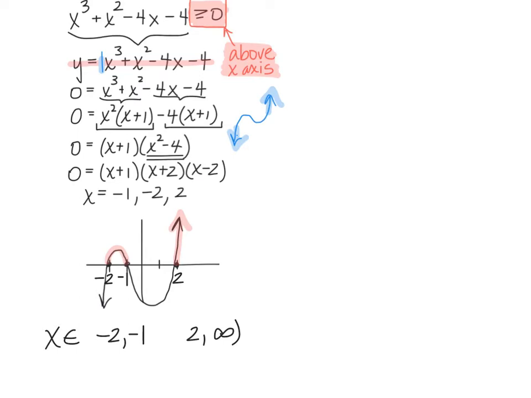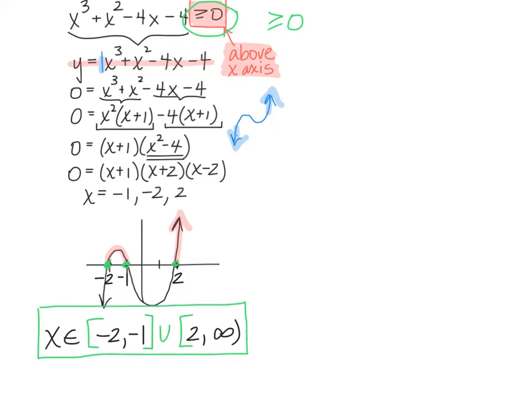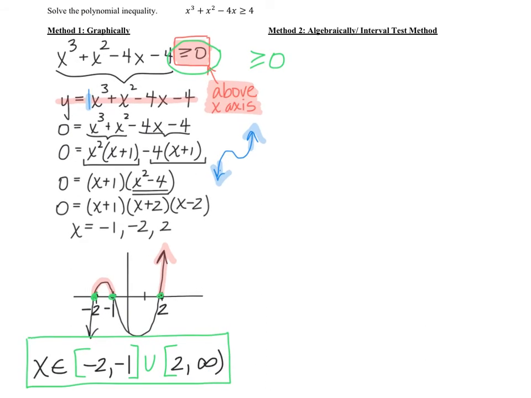That's another layer. I need to think about whether I should include. Do I want to include these x-intercepts or not? And that all depends on the inequality again. Because this is greater than or equal to 0, we want to not just be above the x-axis, but also on the x-axis where the y value is equal to 0. So that implies that we are going to include those x-intercepts, and that's why we choose brackets. So a bracket, -2, -1, union, bracket 2 to infinity will be our final answer. So that's how to solve a polynomial inequality graphically.